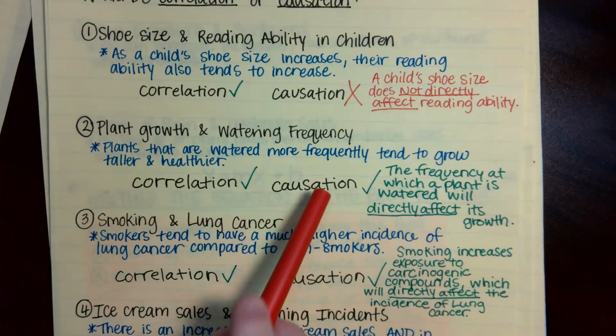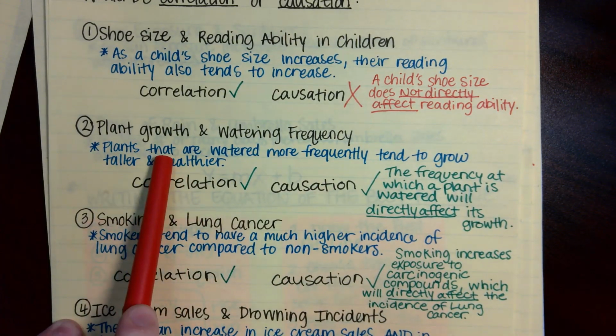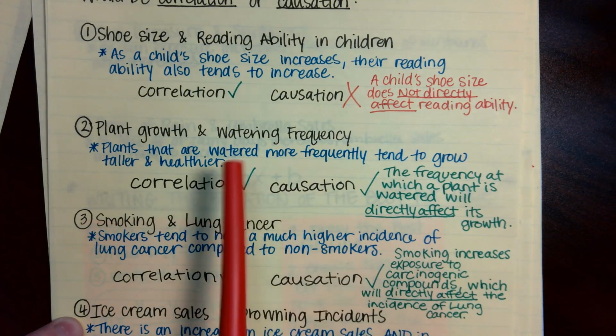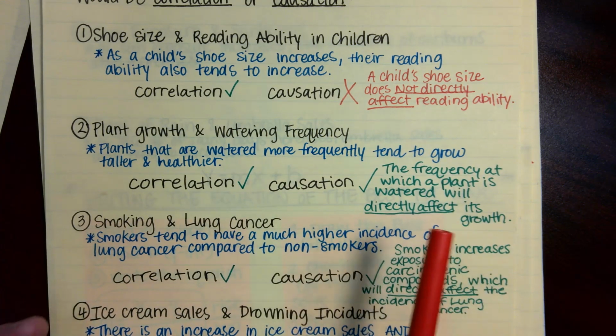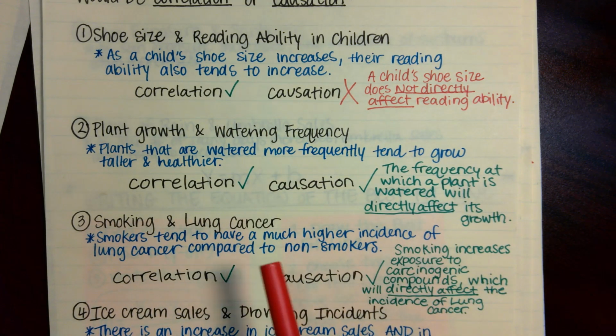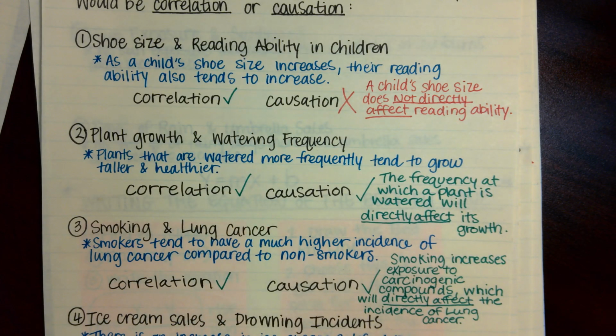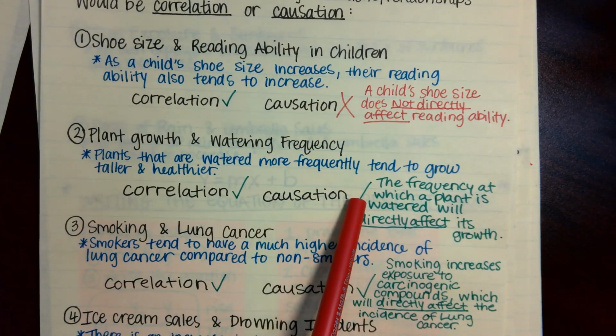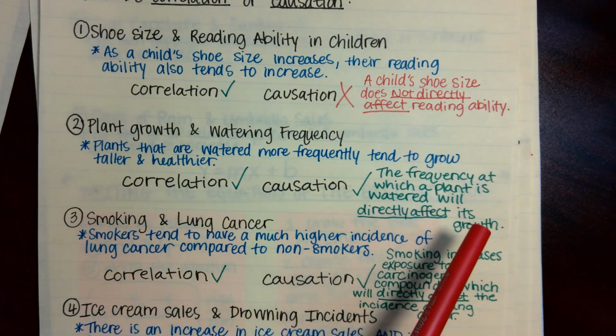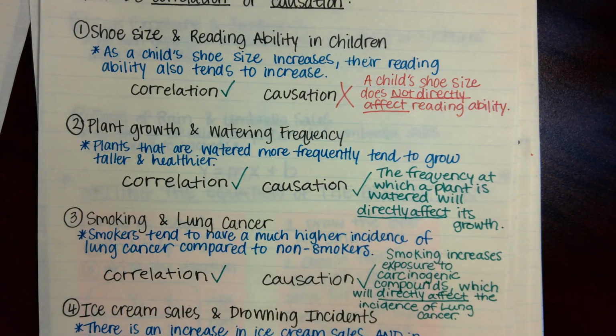Okay, here's one that would be causation: plant growth and watering frequency. Somebody did a study and noticed that plants that are watered more frequently tend to grow taller and healthier. So for more water, the plant does better. There's a correlation; they're increasing at similar rates. And we know that this is causation because of the frequency at which a plant is watered, meaning if I water it more or if I water it less, and let's just assume in this example the plant likes water and it's not going to drown it.